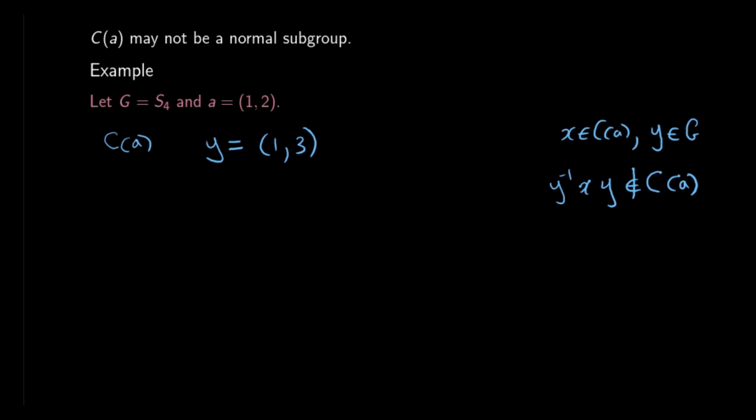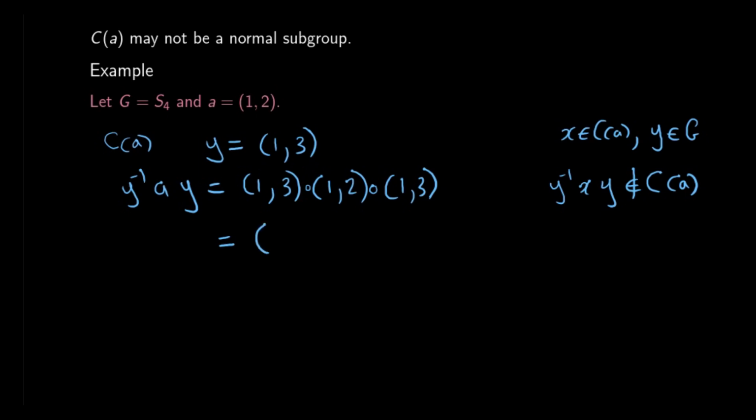So what is y inverse A y? Y inverse A y is 1, 3 into 1, 2 into 1, 3. You can compute this and see that this is the permutation 2, 3.